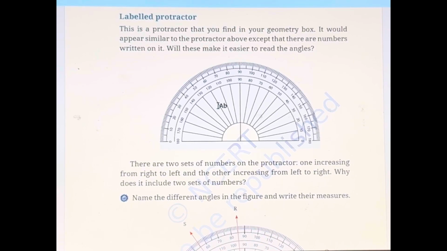So now you can see this is a protractor which is in your geometry box. It has markings on it. If you compare with the previous protractor we saw, there was no labeling. Here you can see the markings. Because it is a semicircle, it is 0 to 180. You can see the inner scale here, 0 to 180, and this is the outer scale where it is 0 to 180 again. So there are two sets of numbers in the protractor. Why is it so? We'll understand through examples.